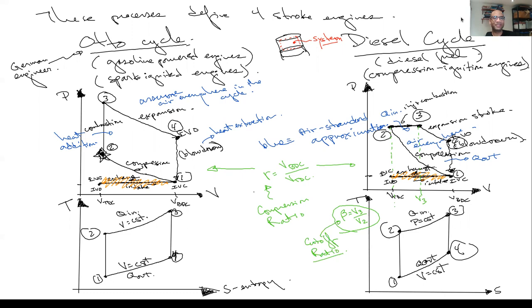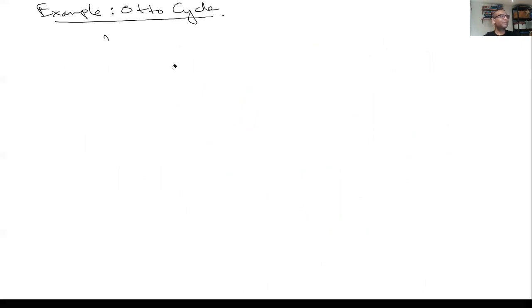So I'm going to erase all of this, and I'm going to clear the drawings, and we're going to do two examples. So example, Otto cycle. I'm just going to go to the top of my notes here. I'm going to pick a different color. I'm going to draw in blue.